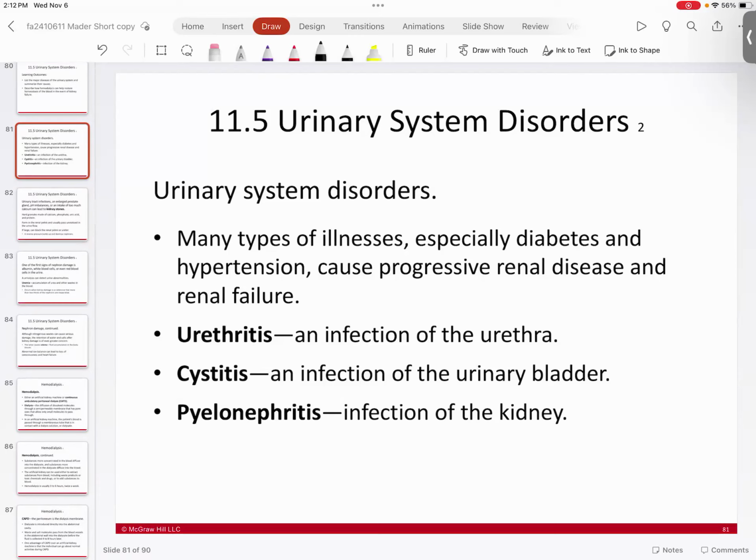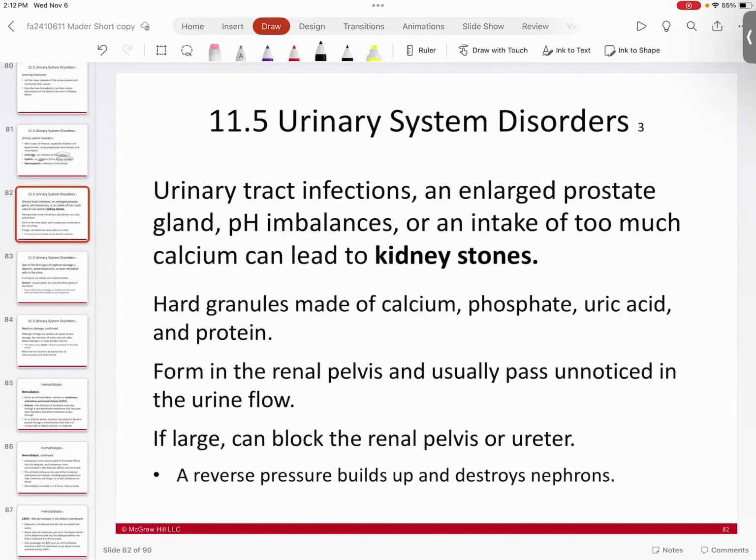So one thing that you'll see is urethritis. So itis basically means infection of a particular structure. In this case, it's the infection of the urethra. And so that's one situation. Cystitis is an infection usually of the urinary bladder. So they're basically calling the urinary bladder a cyst, which is just an open cavity. That's basically what a cyst is. Pyelonephritis is the infection of the entire kidney. This is really not a good situation. You don't want your entire kidney to be infected. That's really, really bad news.